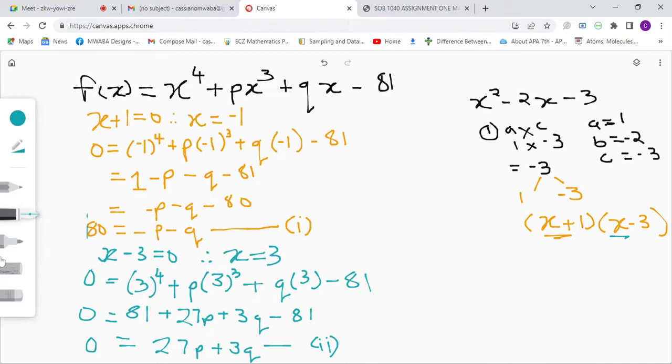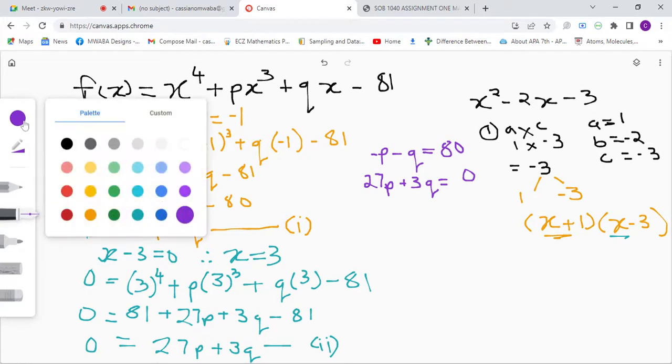Okay, now here we're going to do simultaneous equations. So we're going to say negative P plus Q equals 80. That is our equation 1. And then we have 27P plus 3Q equals 0.